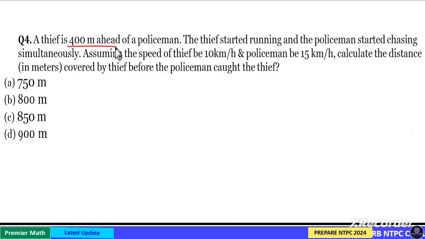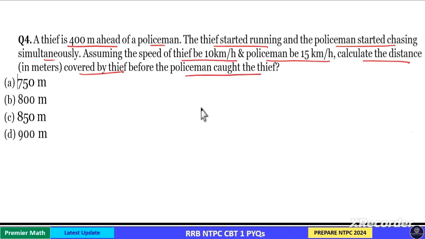A thief was 400 meters ahead of policeman. The thief started running and policeman started chasing simultaneously. Assuming the speed of thief be 10 km per hour and policeman be 15 km per hour. Calculate the distance covered by thief before the policeman caught the thief.